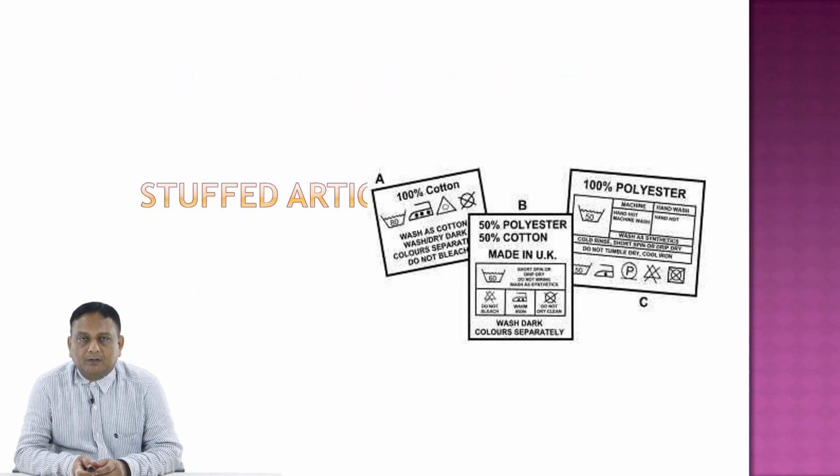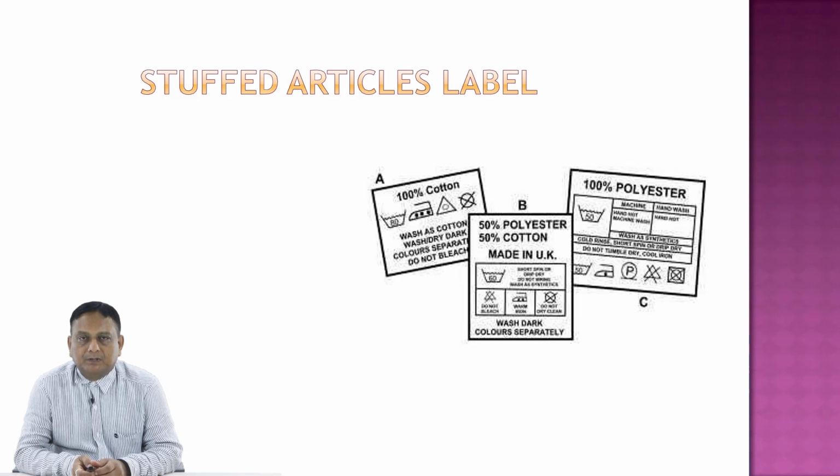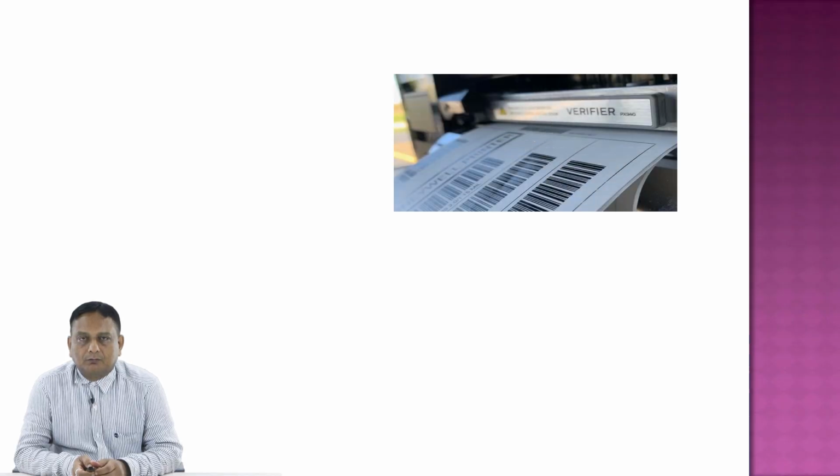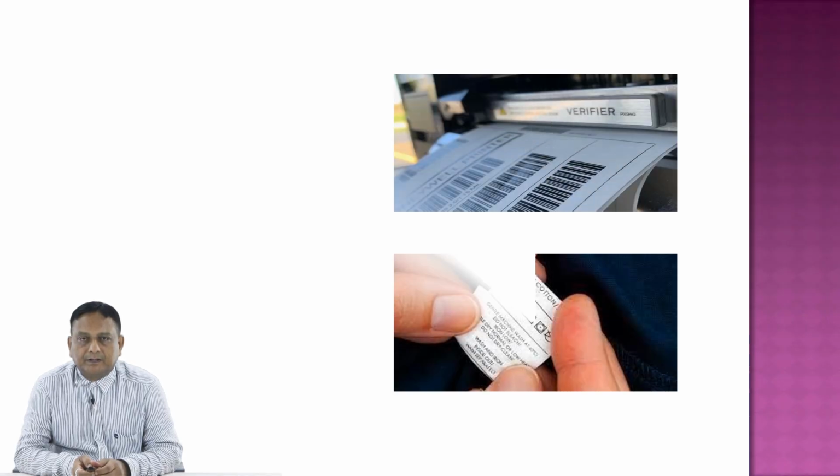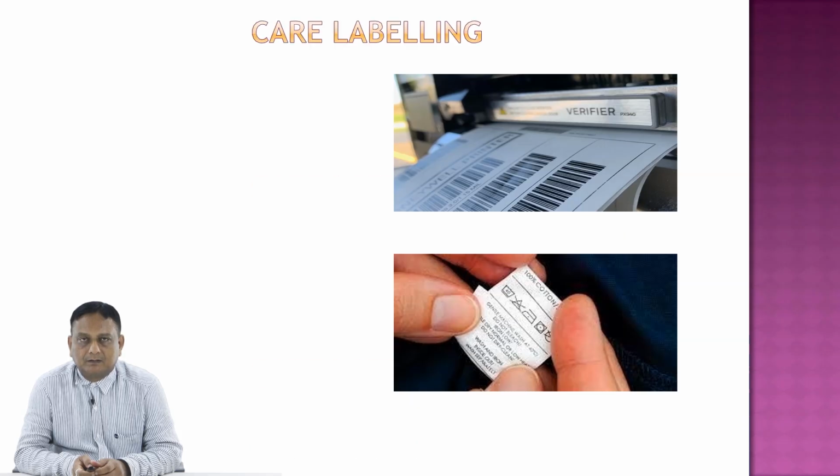Then the stuffed articles label is also there. So different labels are used there also. Now if we see the different labels, we have to judge or identify the labels, what they are for. Just for example, in care labeling, different symbols are used to understand what the wash instruction is. So these are the different labelings.